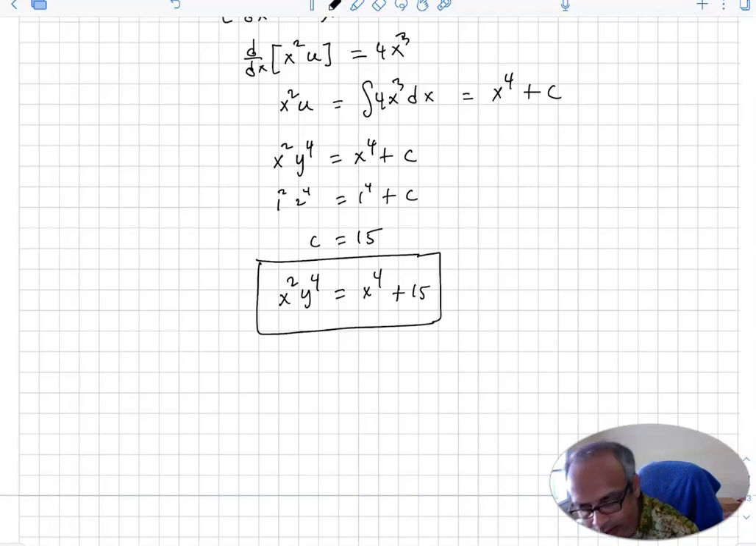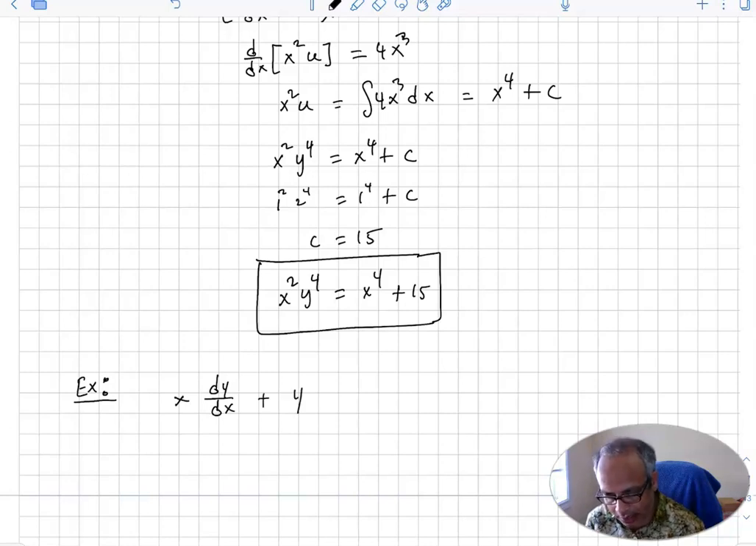Okay, so good. Next example here. So I'm going to do another example, and in all the examples I'm following the same procedure with a slight change in the calculation process. So everything should be okay.